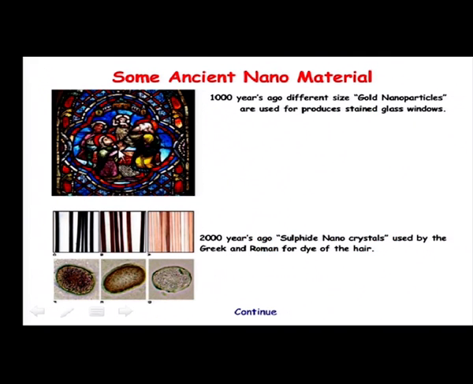And this is a diagram of the ancient Catholic church in Rome, where the church dates back 1000 years. On the church walls, paintings were drawn 1000 years ago, and we can see the paintings contain gold nanoparticles of different sizes, which were used to produce stained glass windows. Similarly, 2000 years ago, sulfide nanocrystals were used by the Greeks and Romans for the dyeing of hair.